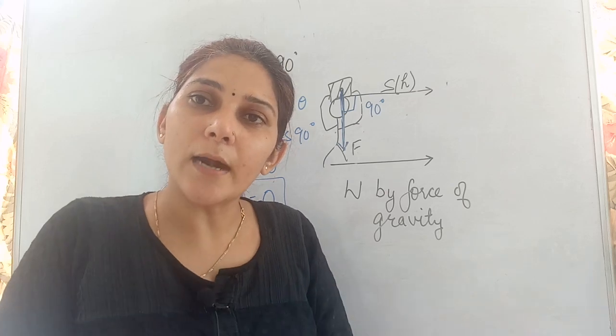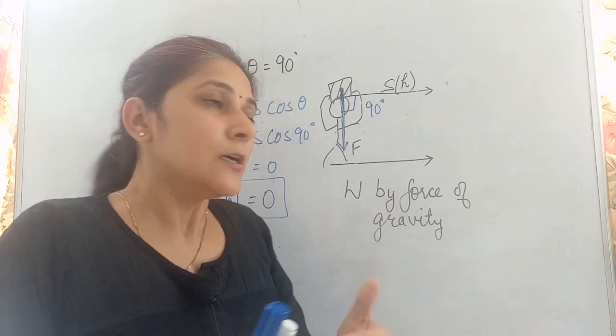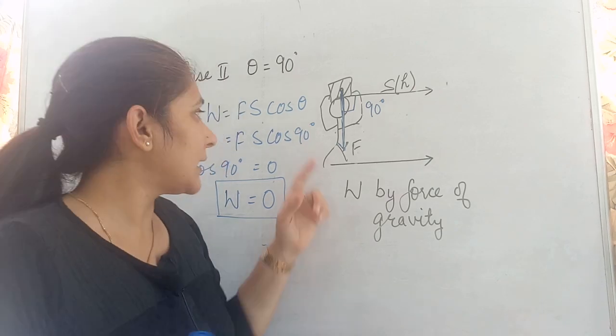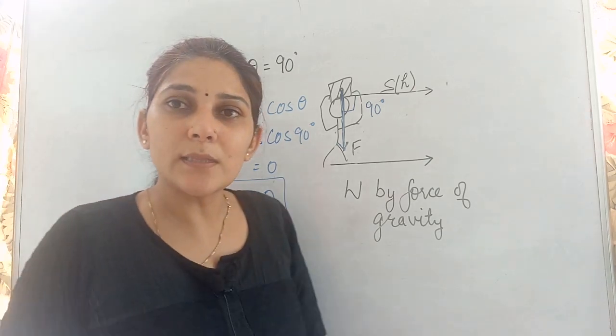So it depends on that also. So depending on theta, the value of work done can also be 0. When can it be 0? When theta is 90 degrees. And what can be the example for that?